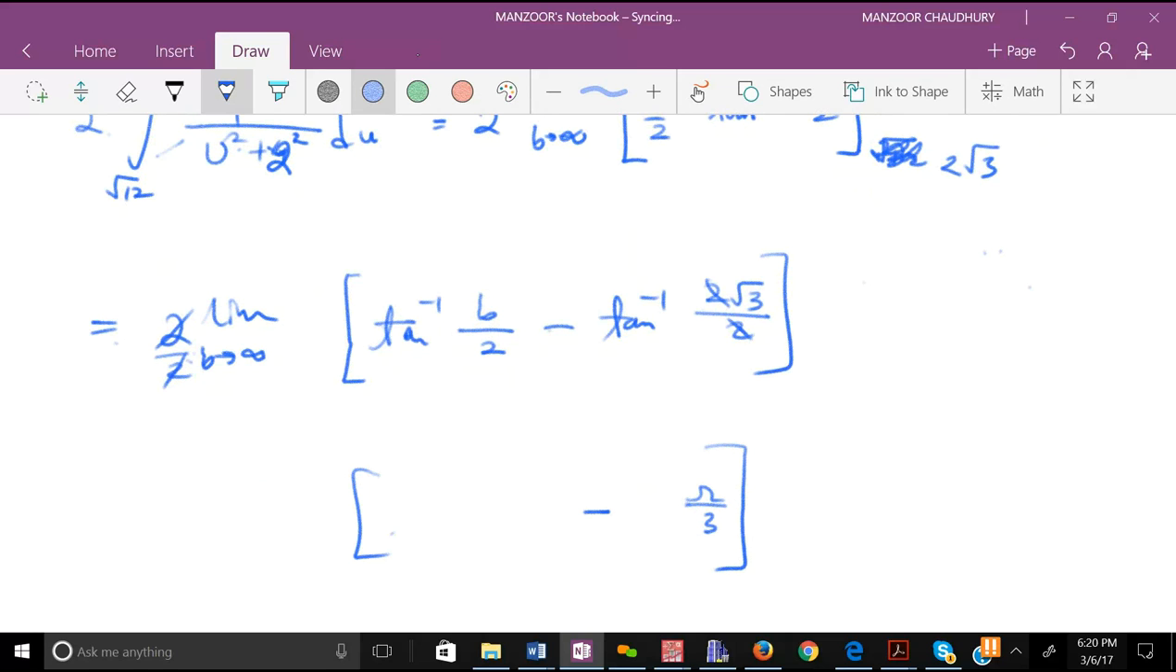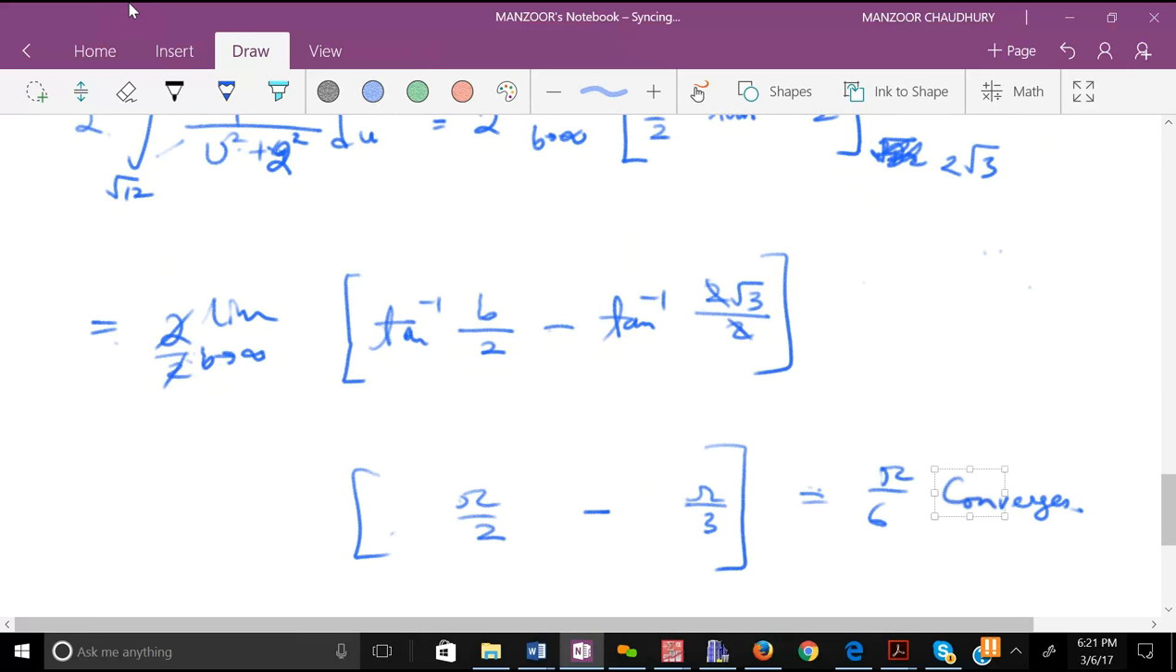On the left side, when does it go toward infinity? It goes toward infinity at pi over 2, right? So that's pi over 2, and when you subtract, it's pi over 6, so it converges. Yay, that's it. Okay?